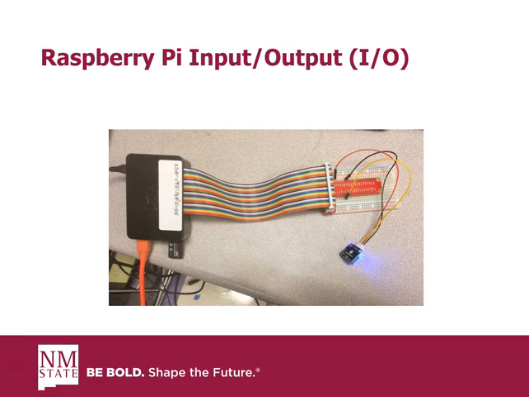In this example, we have an LED connected to the breadboard, demonstrating a simple output function. We can control the LED's state using the Raspberry Pi GPIO pins. The Raspberry Pi GPIO pins can be configured as either inputs or outputs, allowing for a wide range of applications. We can connect sensors to read data from the environment, or actuators to control external devices.